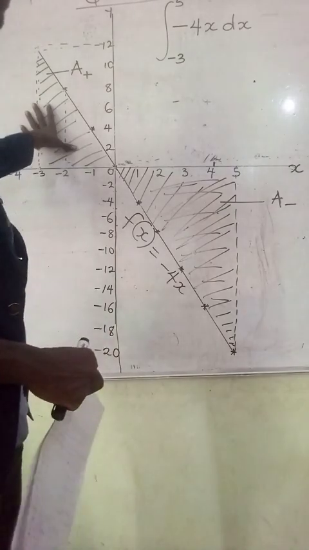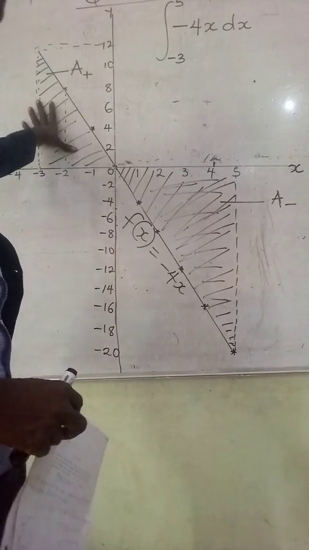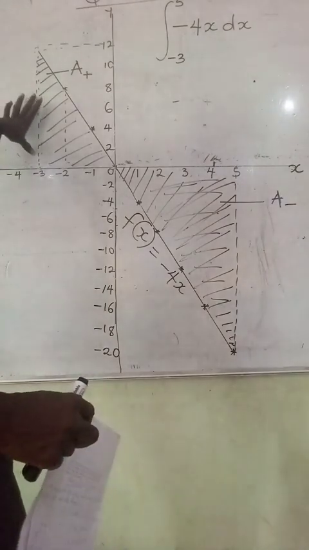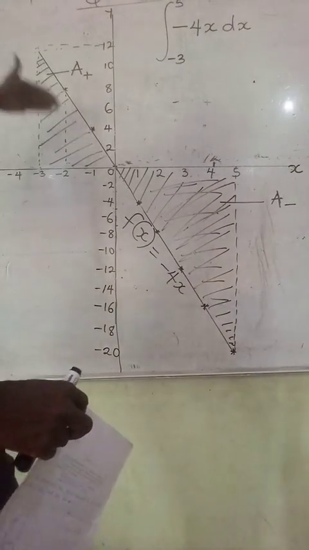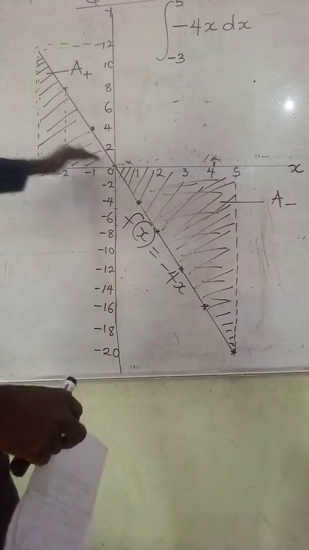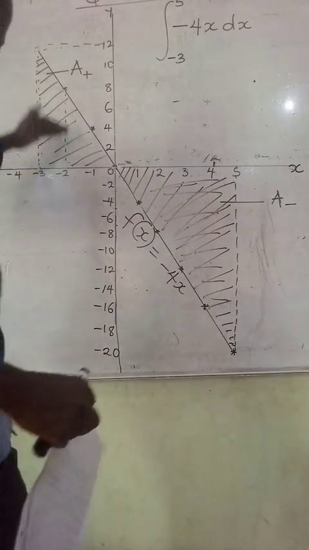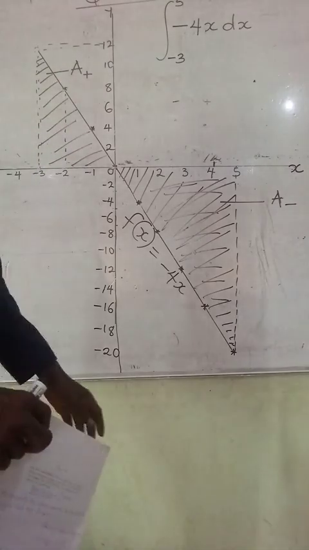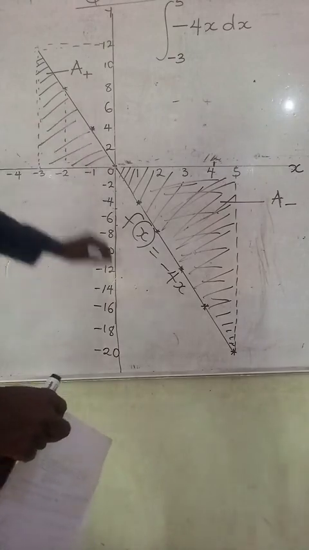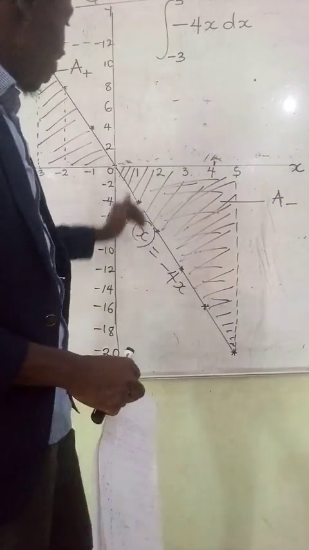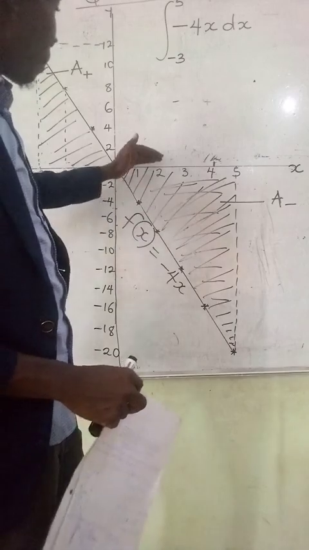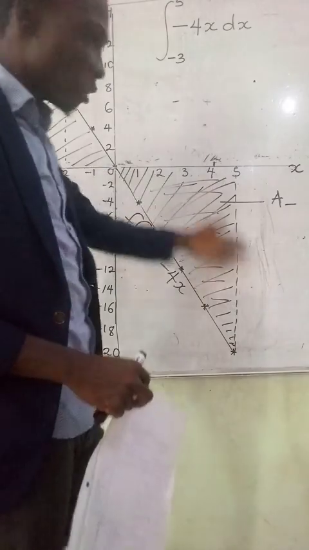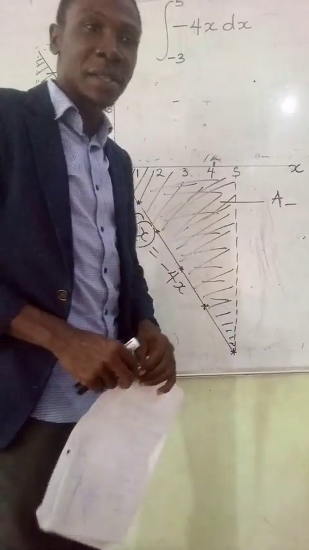The first region up here is the positive region. And why is it positive? Because it is the area that is bounded above the x-axis, and then below the f of x. So it is positive. This is negative. Why? Because it is the region that is bounded below the x-axis and above the f of x. So it gives us negative area.